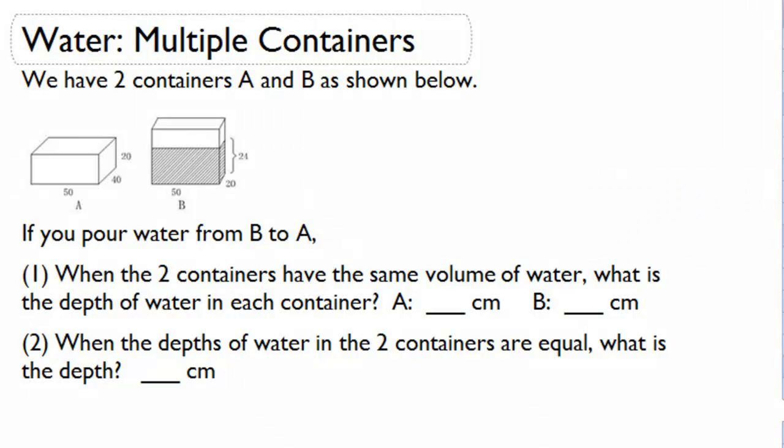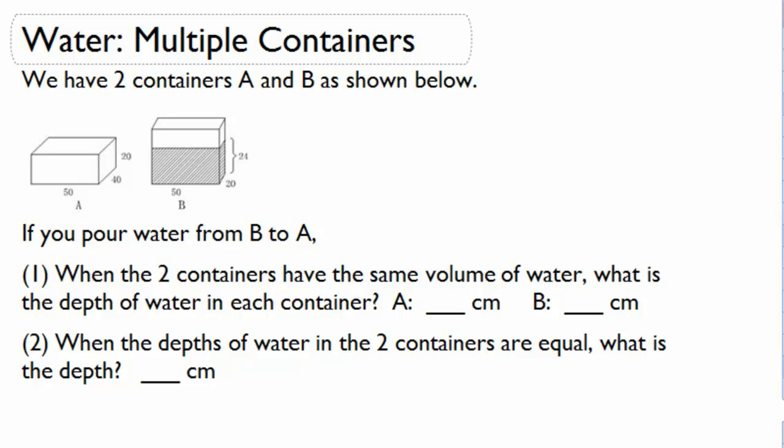Now let's talk about water in multiple containers. We have two containers A and B as shown below. If you pour water from B to A, when the two containers have the same volume of water, what is the depth of water in each container? And when the depths of the water in the two containers are equal, what is the depth?